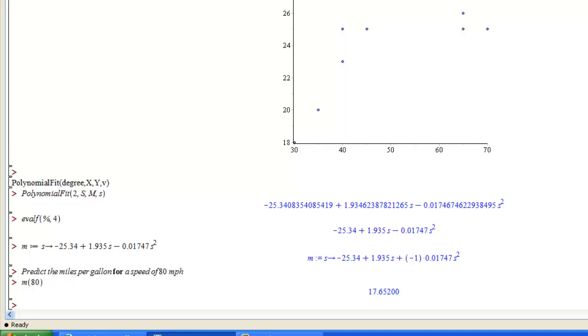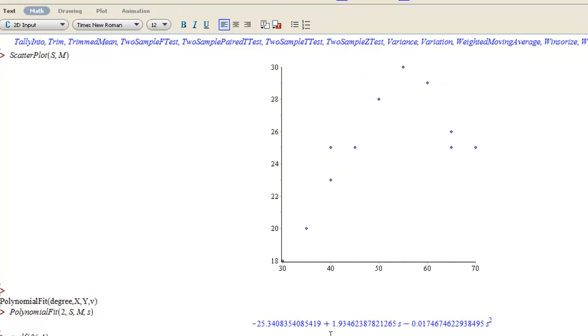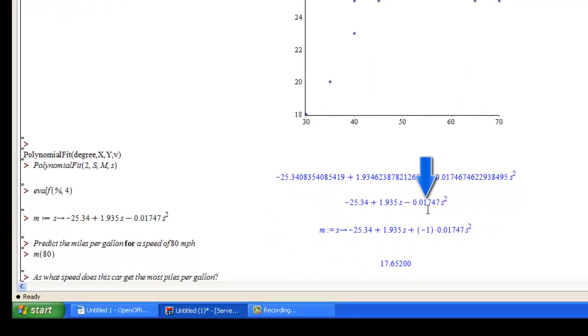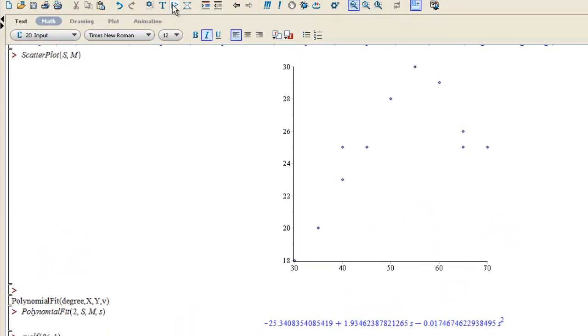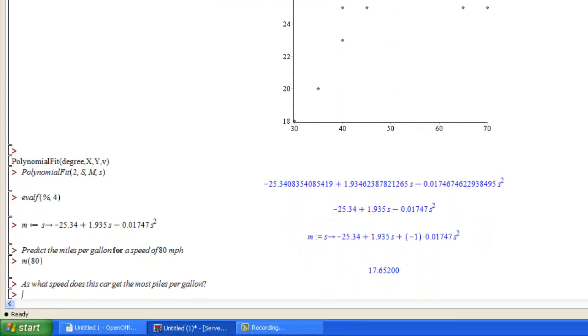We also could have a question like, at what speed does this vehicle get the most miles per gallon? And of course, the graph of this quadratic is a downward facing parabola. We will look at the graph of this quadratic in a minute, but you can tell it's going to be a downward facing parabola, and you can tell from the equation that it's a downward facing parabola because the coefficient on the s squared term is negative. So that means that the highest point, so the point that corresponds to the most miles per gallon, is the vertex of this parabola.